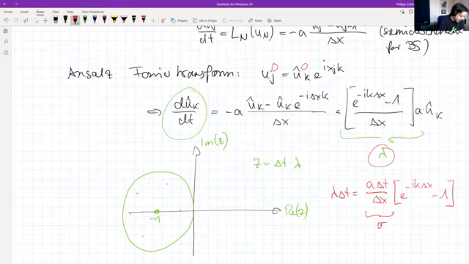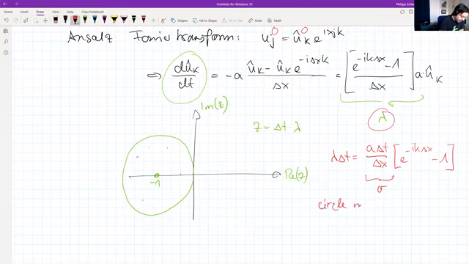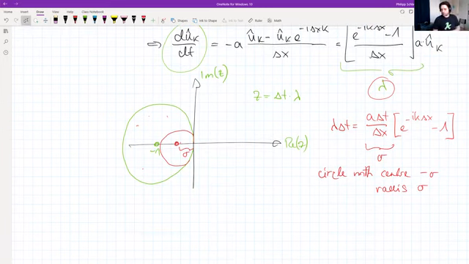So what is this again? This is a circle with a center at minus sigma and radius sigma. So that means it's maybe a circle like this. This is sigma, and this is a circle. And of course, now we're in the same situation as before. I can make this circle bigger and smaller with my choice of sigma.